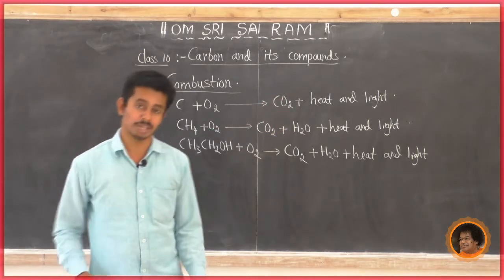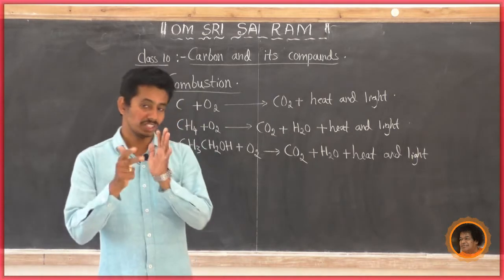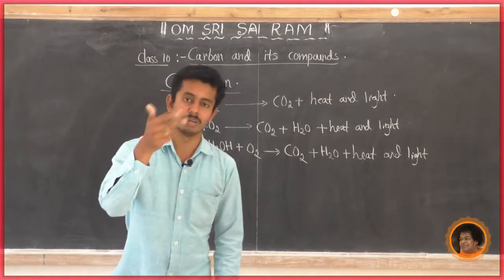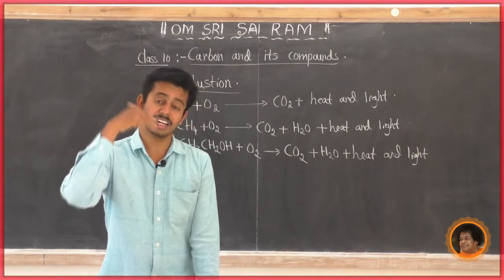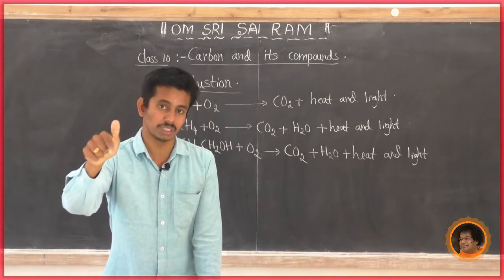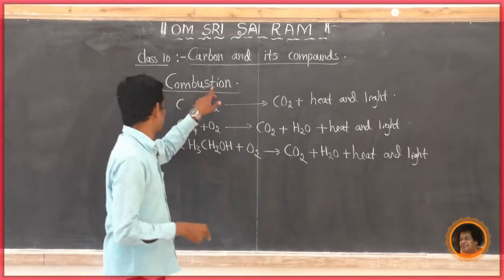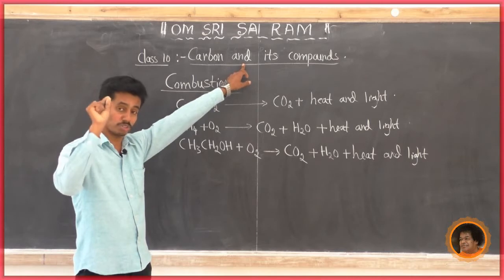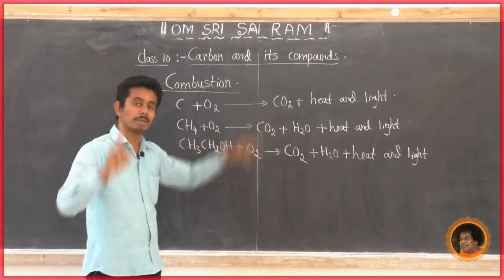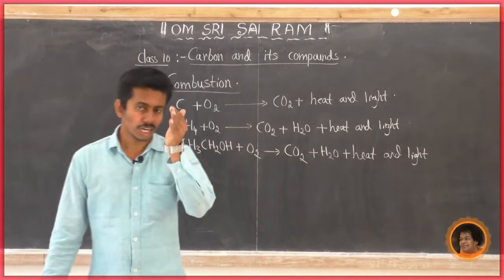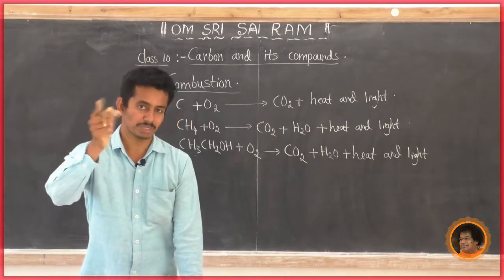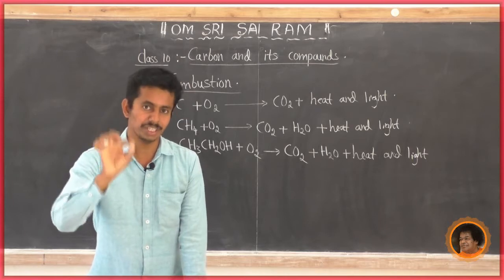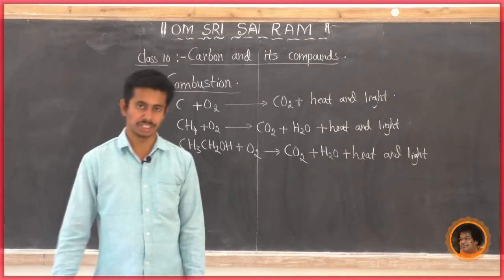If it is an incomplete combustion, what is the change in the product part? Carbon monoxide and some carbon particles are formed. If carbon monoxide is formed during the combustion of carbon and its compounds, it is an incomplete combustion. There are two types of carbon compounds: one is saturated, another is unsaturated.